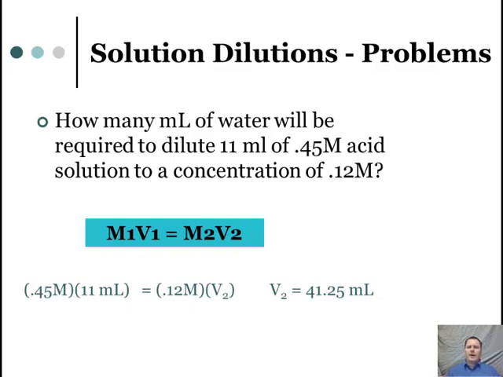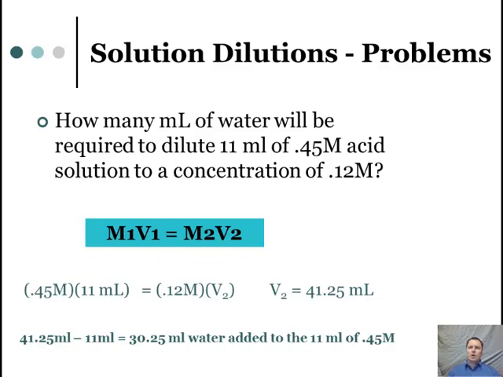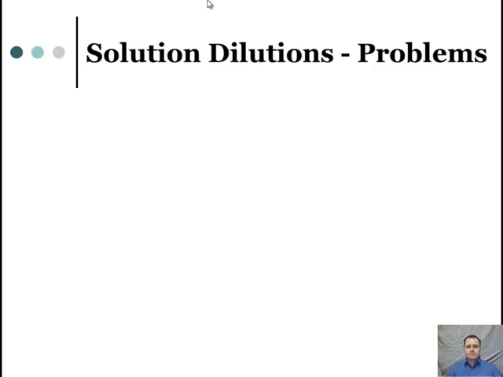Now here's the thing to realize. That's our final volume, okay? But we already started off with some liquid. So to figure out how much water we have to add, we take our 41.25, which is our final volume, subtract the 11 milliliters up here that we started with, which gives us 30.25 milliliters of water that we have to add. So we put 11 milliliters in and then add 30.25. In this case, since we're doing acid, we'd start with 30.25 and add the 11 milliliters because we always add acid last for safety.